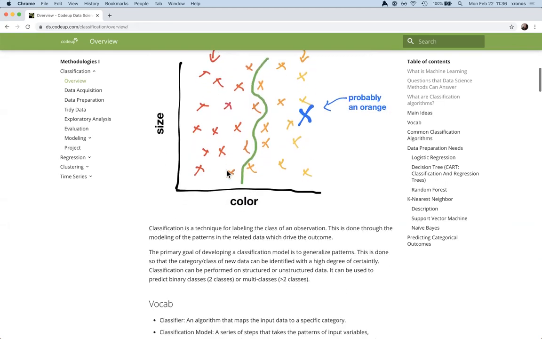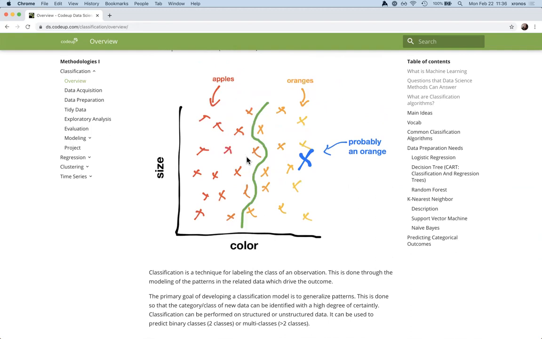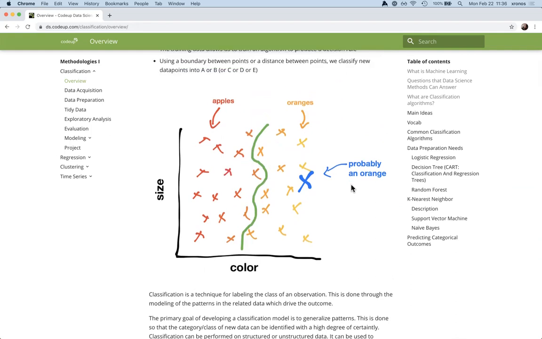It is entirely possible to have multi-class classification. We do it all the time. Instead of just apples or oranges, if we had data points that were apples, oranges, and bananas, we would have three spaces here, right?